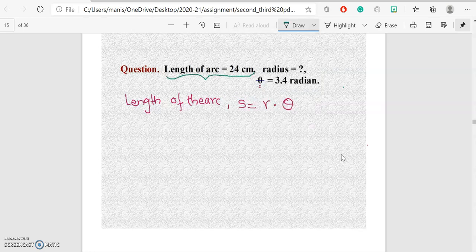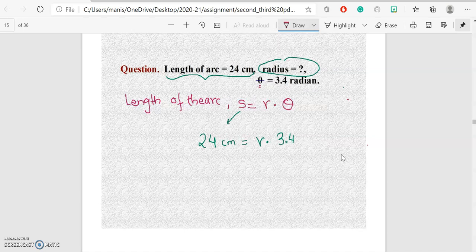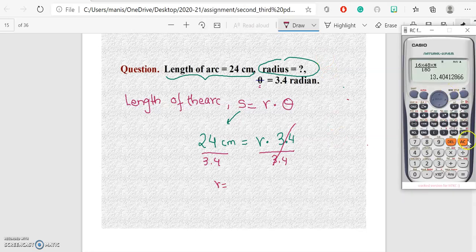Now if you reread this question, they have given us the value of the length of the arc as 24 centimeters. So this S will be replaced by 24 centimeters. They are asking us for the value of R. Since we do not know R, I will write R over here, and theta is 3.4 radians. Now this looks like an equation. So how will we solve the equation? I will divide both sides by 3.4, because what I have to find is the radius. So R is equal to 24 divided by 3.4, which will give me my answer.